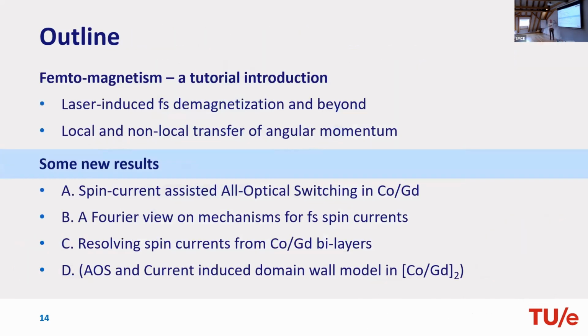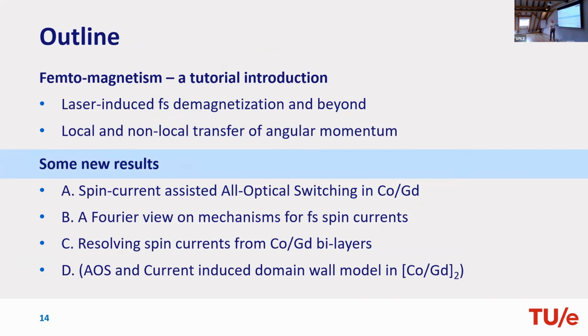Spin current-assisted all-optical switching in cobalt gadolinium. I will use that as a deterministic way of switching a bit. Now, it's toggle switching, so every time you come with a pulse, it either switches, or if you have too little fluence, it does not switch. But you can't do it deterministically, which is a bit annoying for logic. So we found a trick that we can actually use spin current-assisted all-optical switching by parallel and anti-parallel states.